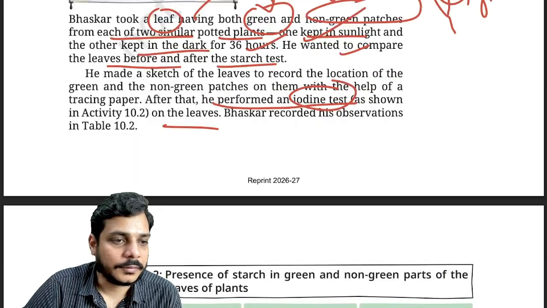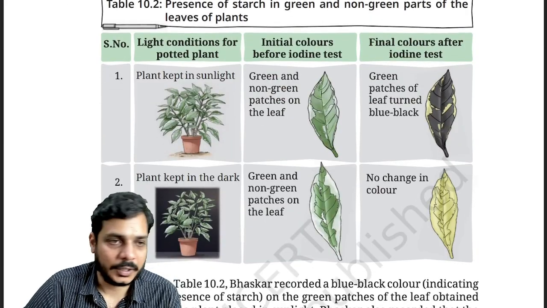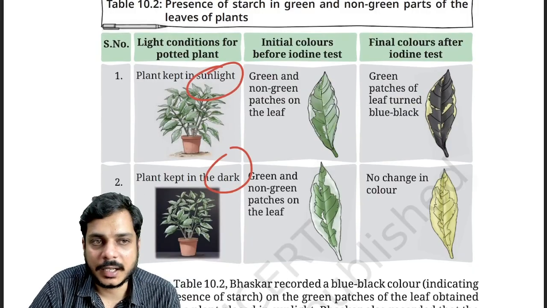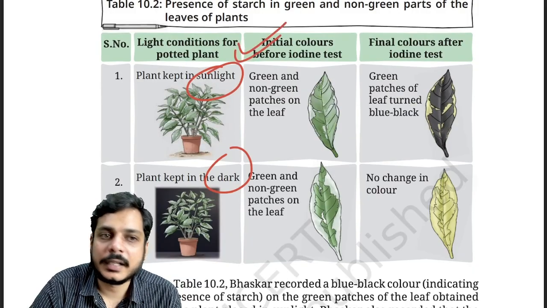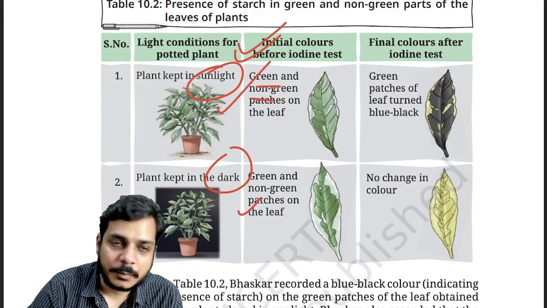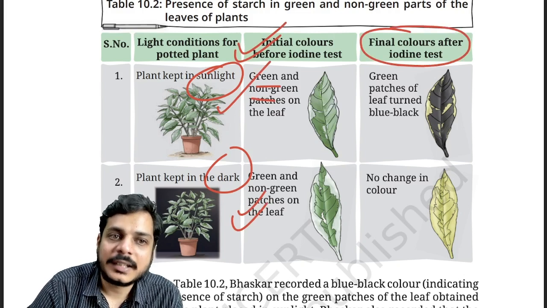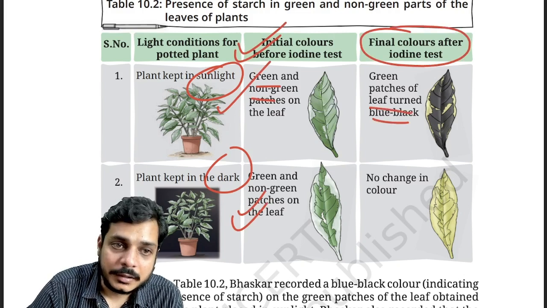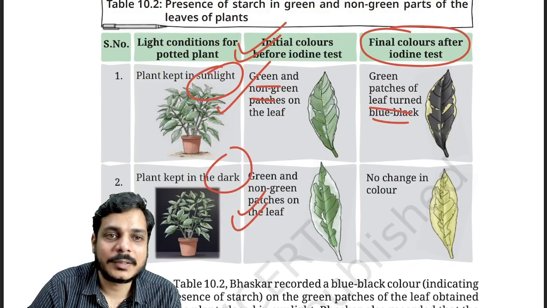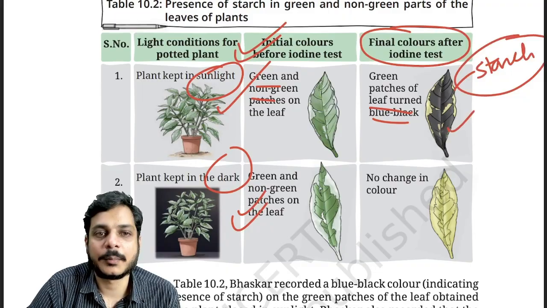So you will observe the light conditions for the potted plant. There are two things: one is the plant that is kept in sunlight, the other is the one that is kept in the dark. The initial colors before the iodine test, the green and non-green patches, are already there. What are the final colors after the iodine test? The green patches of the leaf turned blue black. That means there is presence of starch. This change of color indicates the presence of starch.